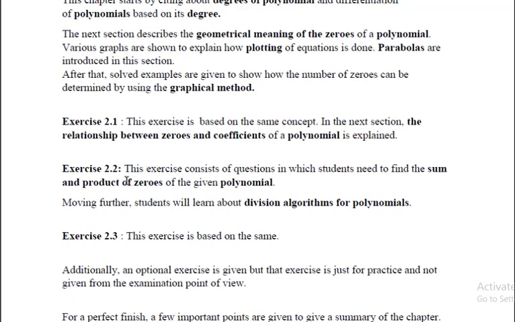In exercise 2.2 it consists of questions in which students need to find the sum and product of zeros of a given polynomial. So you will have an algebraic equation. By using that equation you will find the sum and product of zeros for the given polynomial equations.